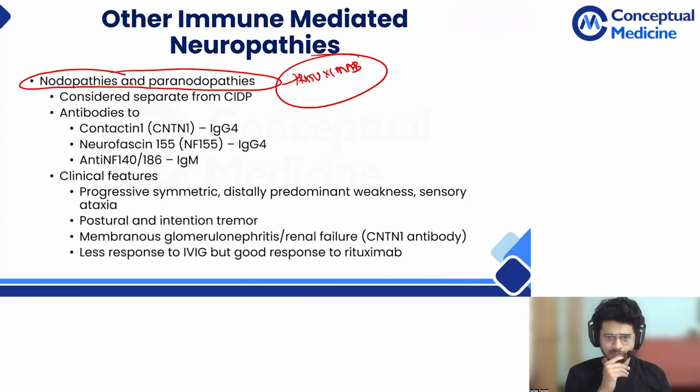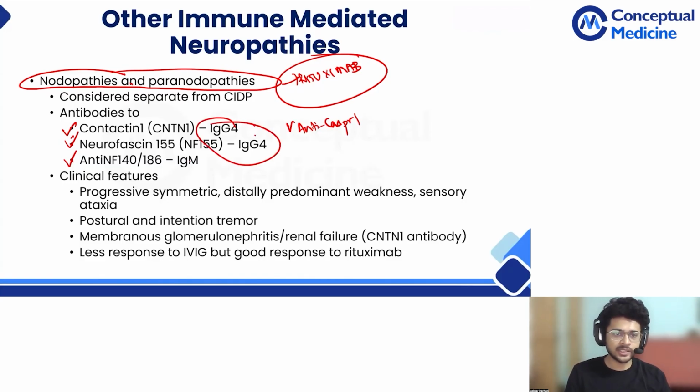Important antibodies that are implicated in nodopathies and paranodopathies are anti-contactin 1, anti-neurofascin 155, and anti-neurofascin 140. Another antibody which is not mentioned here is anti-Caspr 1. Contactin and neurofascin 155 are IgG4 class, whereas neurofascin 140 is an IgM class.